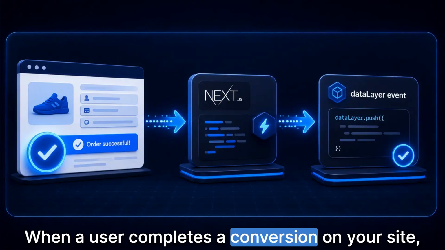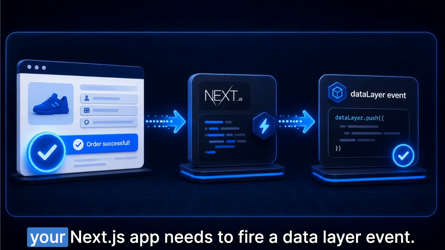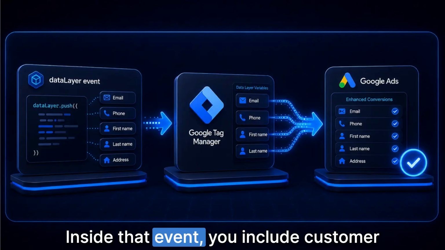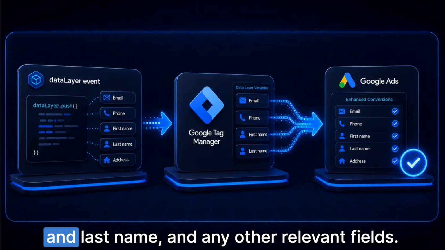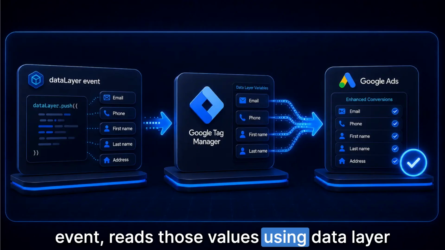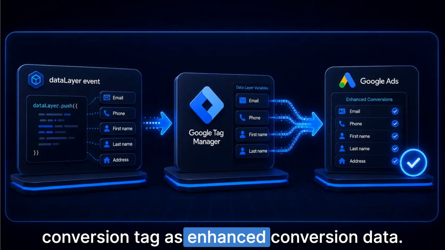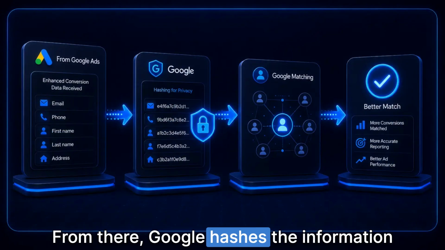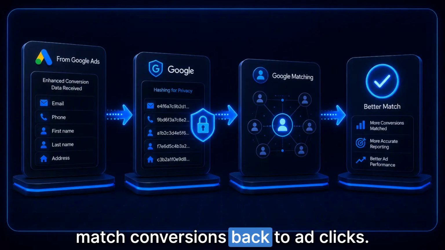When a user completes a conversion on your site, like submitting a lead form or making a purchase, your Next.js app needs to fire a data layer event. Inside that event, you include customer information like their email, phone number, first and last name, and any other relevant fields. Then Google Tag Manager picks up that event, reads those values using data layer variables, and sends them into your Google Ads conversion tag as enhanced conversion data. From there, Google hashes the information for privacy and uses it to better match conversions back to ad clicks.